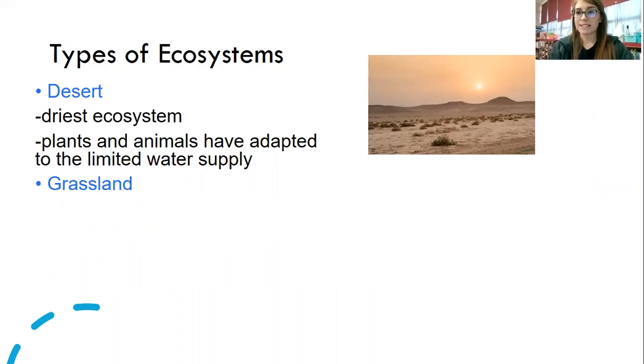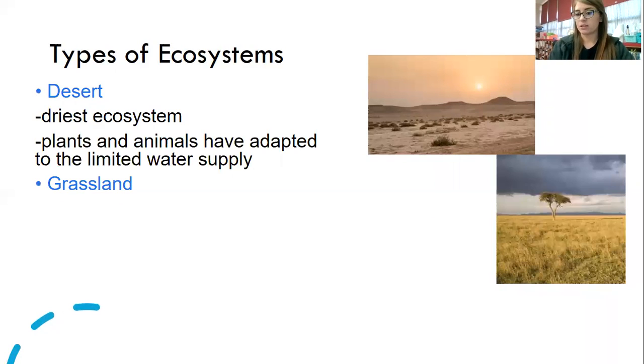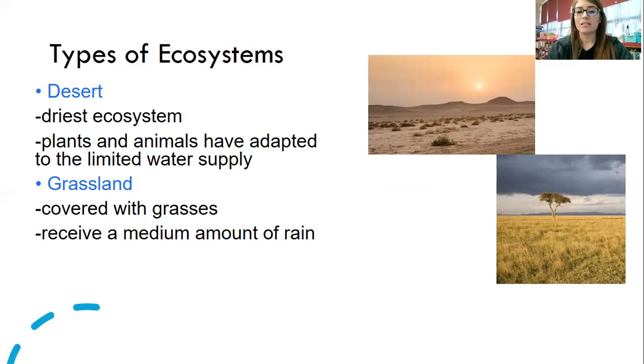Then we've got the grassland. Looks sometimes like this. Usually you see them maybe where it's like African safaris and stuff like that. That's where a lot of grasslands are. It is covered with grasses, so the name is very fitting. It receives a medium amount of rain, not as much as the rainforest, but not as dry as the desert.